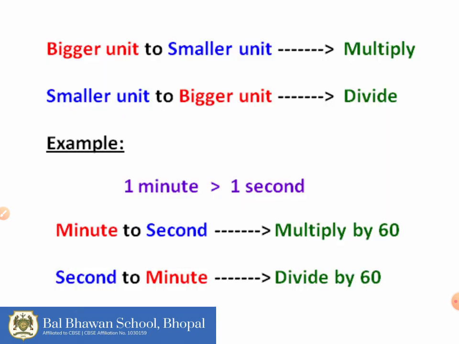Each unit can be converted into another unit. We have some rules for it. For example, to convert bigger unit to smaller, we have to multiply. And for converting a smaller unit to bigger, we have to divide. For example, if you want to convert minute into second, you are going to multiply by 60. But if you are going to convert second into minute, you will divide by 60.